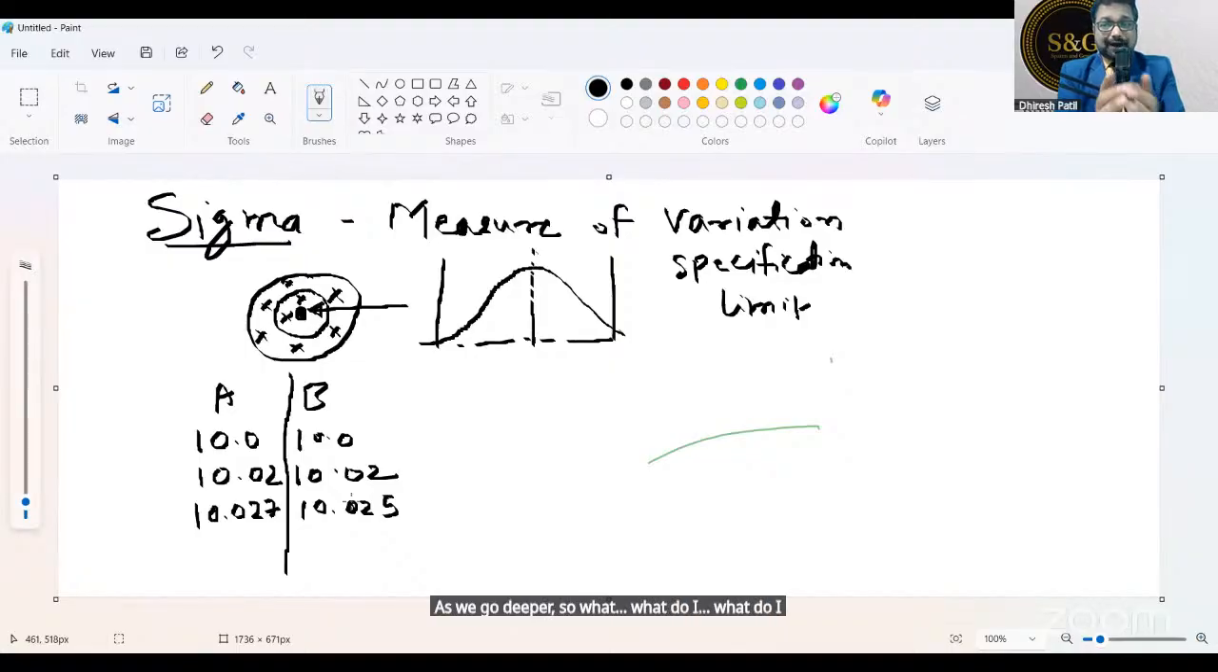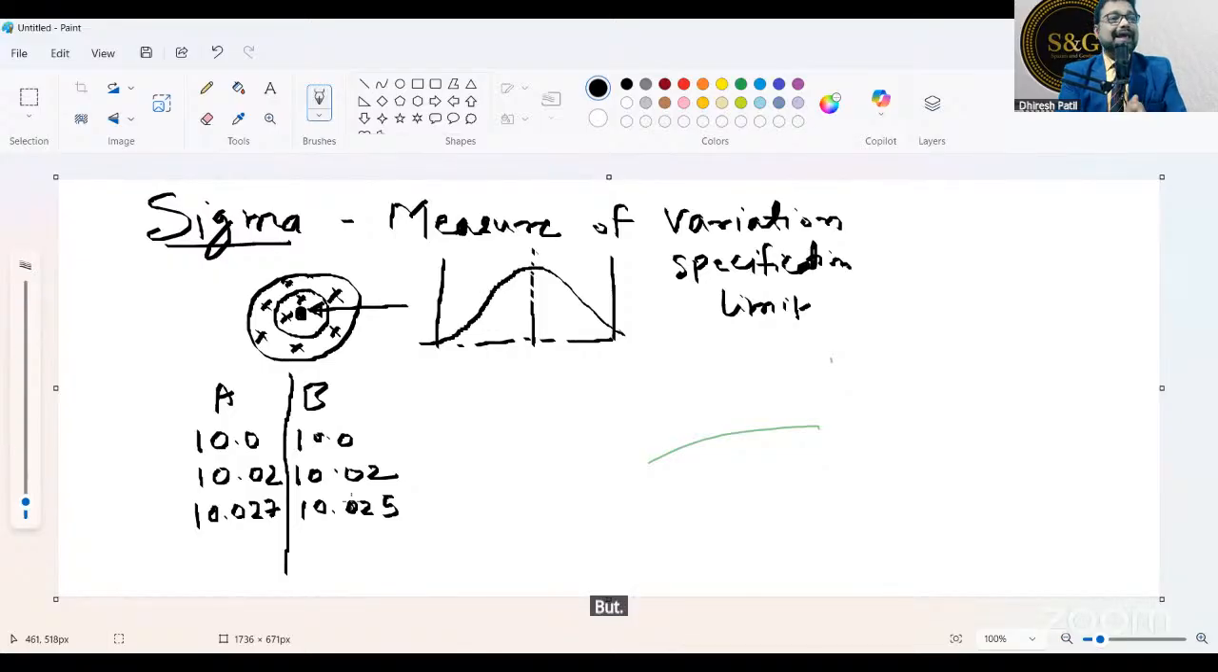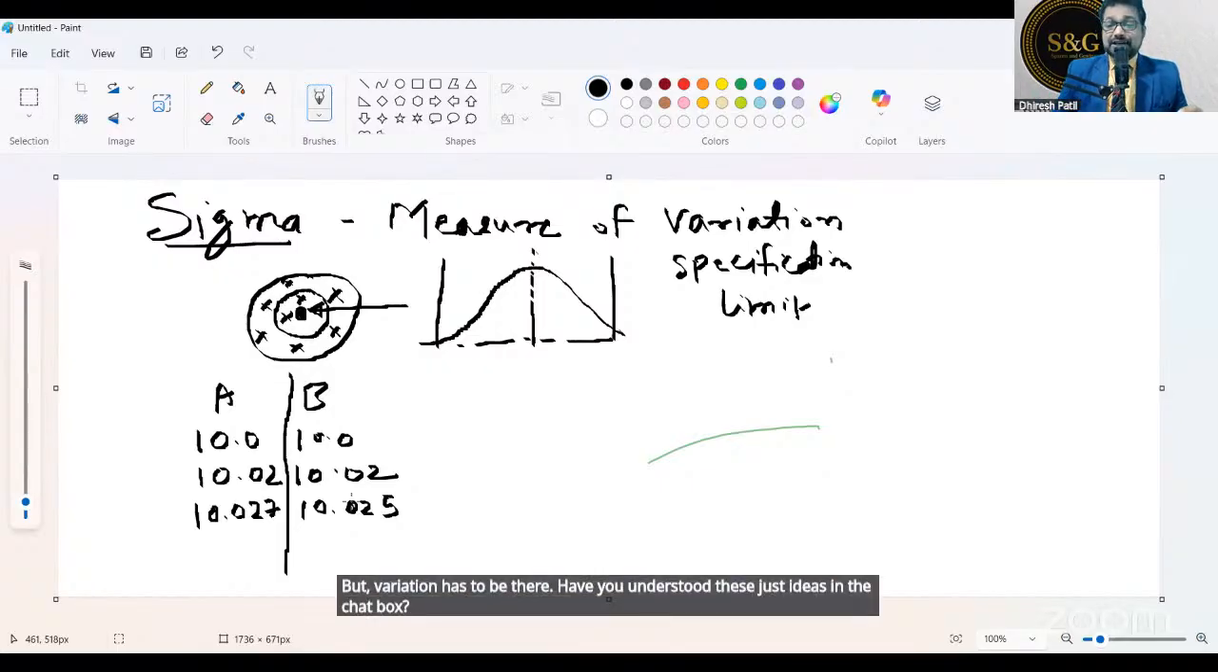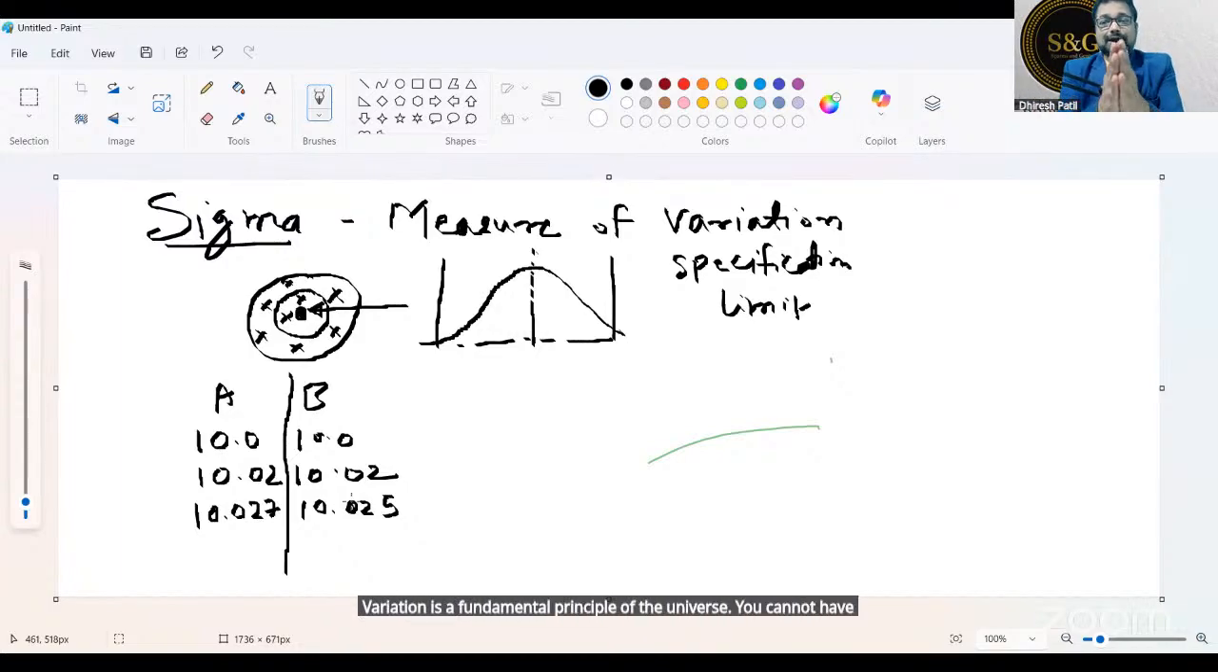So what do I mean to convey here? What I'm conveying is that when there are no differences, when there is no variation, it is a limitation of our measurement system. But variation has to be there. Have you understood this? Just type yes in the chat box. Variation is a fundamental principle of the universe. You cannot have no variation. That cannot happen.